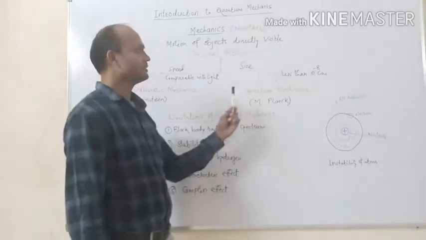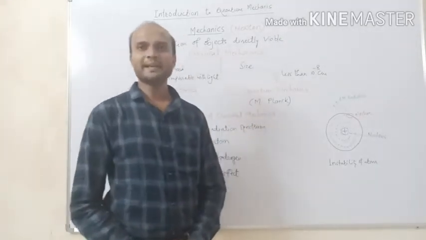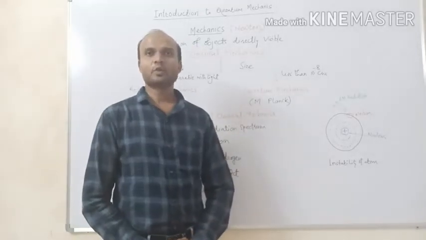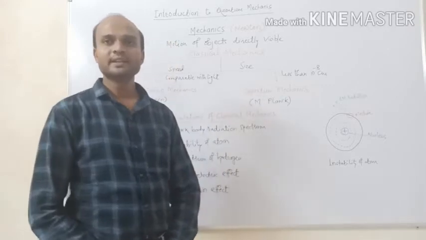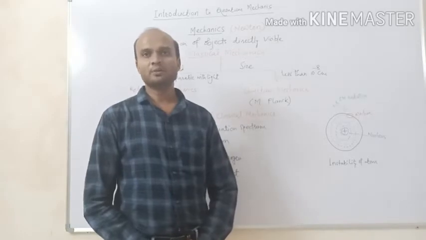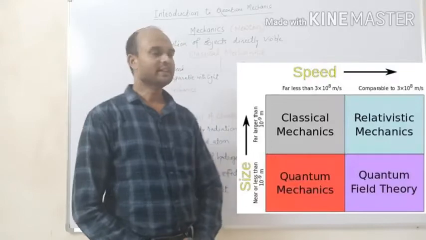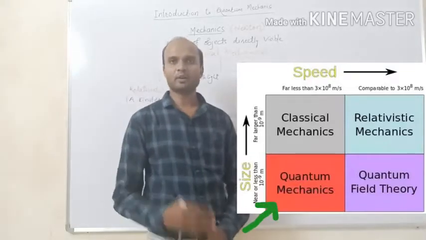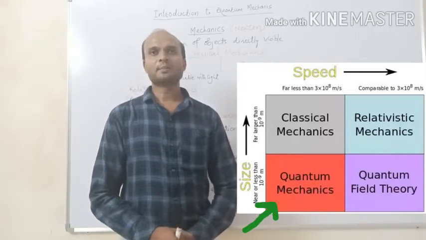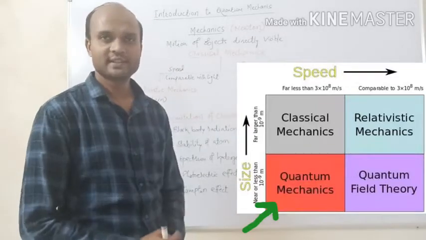So we have to use another mechanics which was given by scientist Max Planck, and that is called quantum mechanics. Quantum mechanics is used to study the motion of objects which are very small. Very small means having dimension of the order of 10 raised to power minus 8 centimeter or less. Such objects are atoms or subatomic particles like electrons, protons, neutrons, etc.